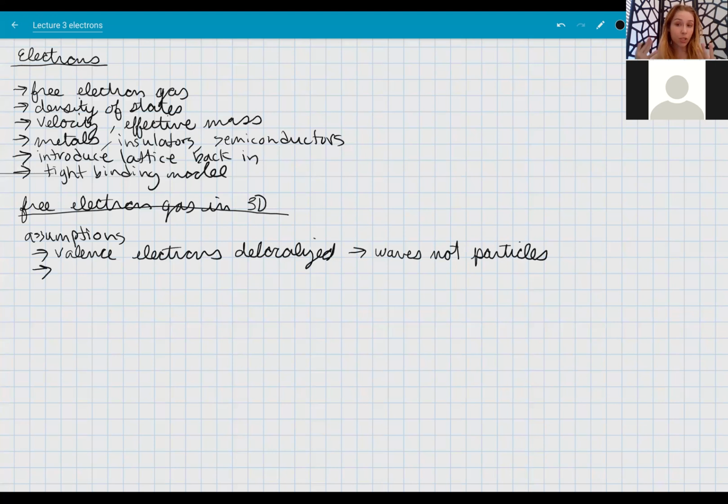Another assumption that is just a temporary assumption is that the lattice is absent for now. And then the last assumption is that electrons do not interact with one another except for Pauli exclusion. So this is modeling a real crystalline solid minus the lattice. And there are going to be many electrons involved. And normally electrons do experience Coulomb repulsion with one another. However, we're ignoring all that and we're saying the electrons do not interact with each other except for Pauli exclusion.